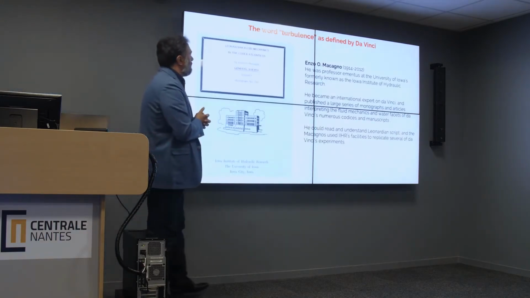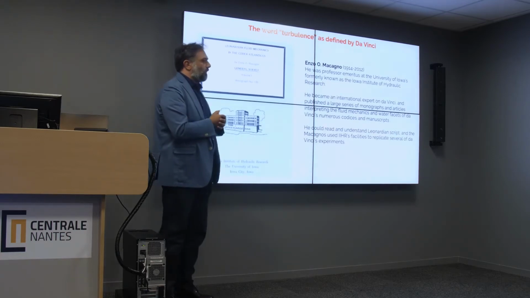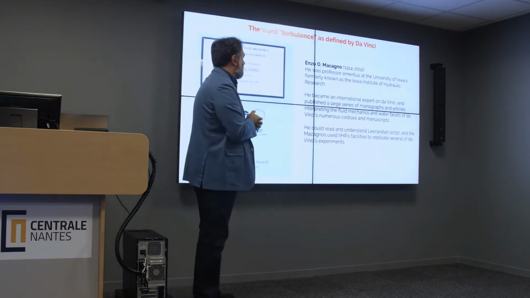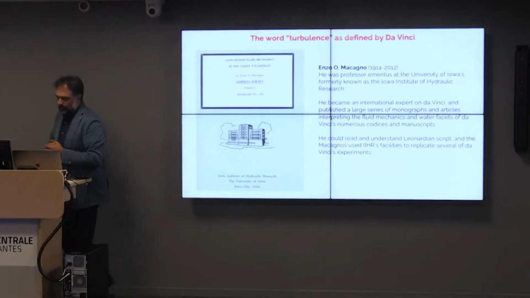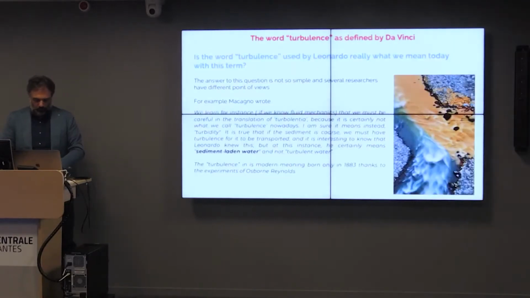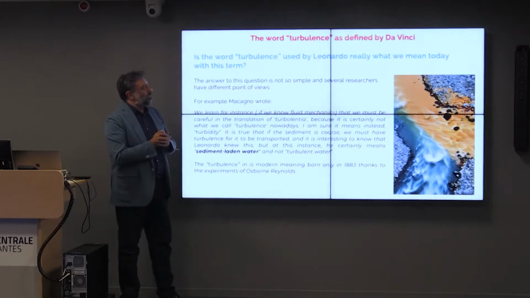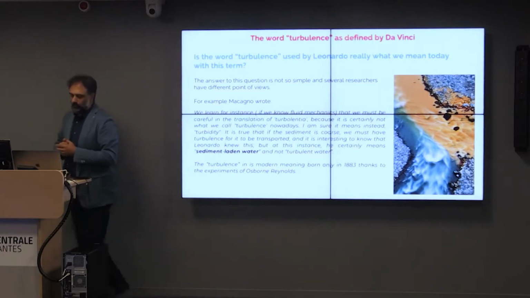We also started to study some works by Professor Macagno, who was a professor at the University of Iowa, and he was an expert on all the Da Vinci studies about hydrodynamics. And so in this different material, what we found is that he helped us to understand the word turbulence as defined by Da Vinci, which is different from a modern way of thinking.